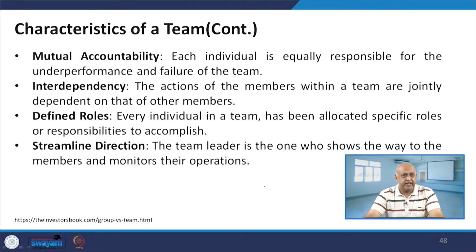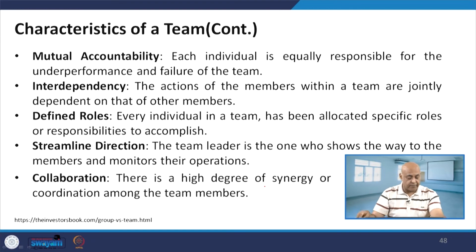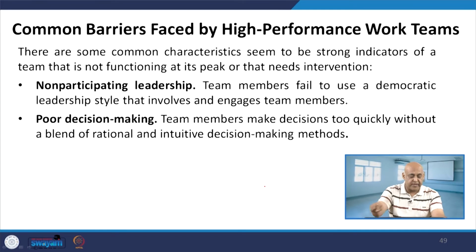Mutual accountability is there, so nobody can escape from responsibility, everyone is equally responsible for the underperformance and failure of the team. Interdependency is the condition for the team. Defined roles are there, specific roles have been allocated, and streamlined direction is there, which is the leader's role, who shows the way to the members and the motions of their operations. That synergy and collaboration I have already explained.